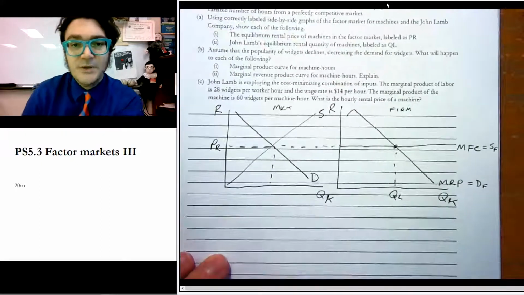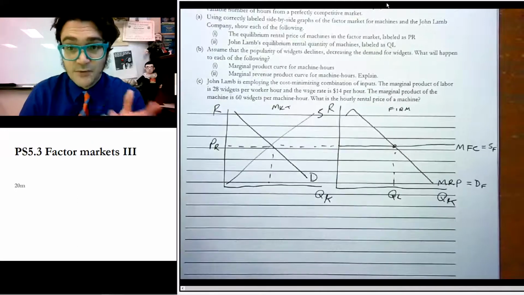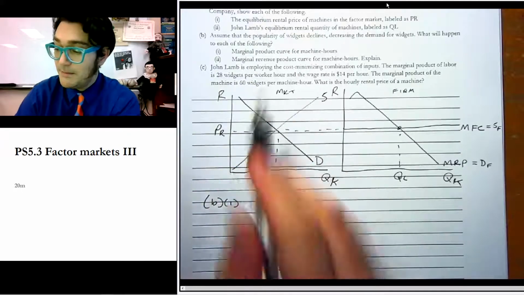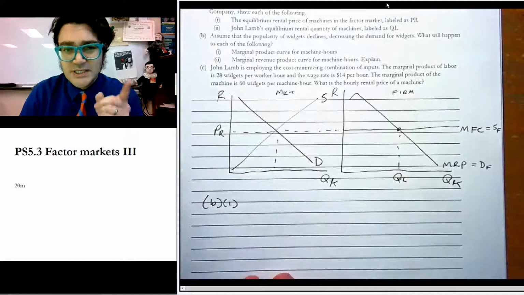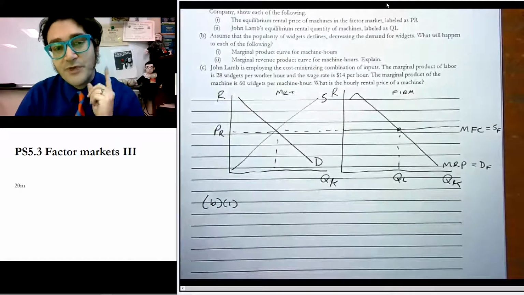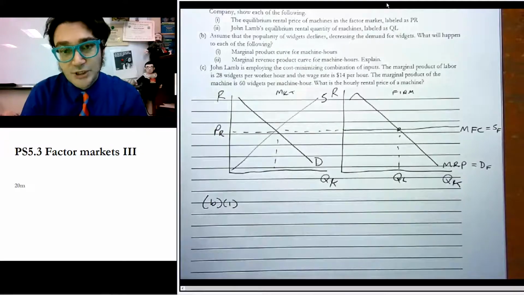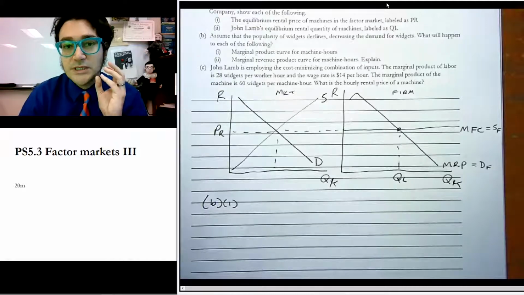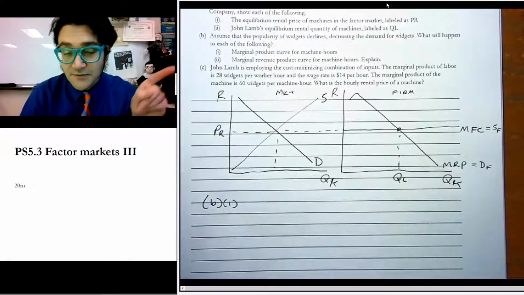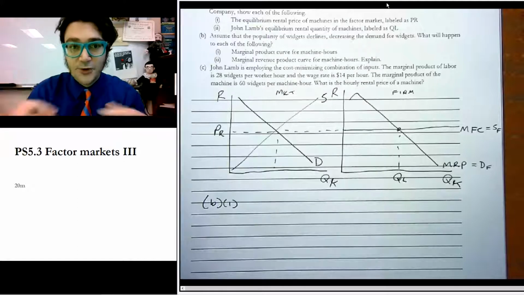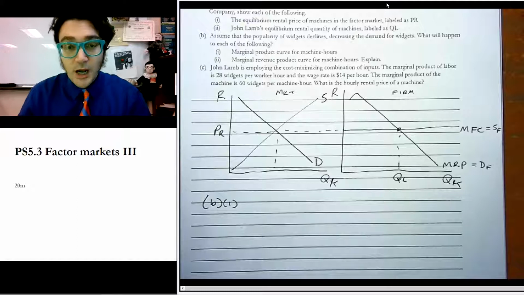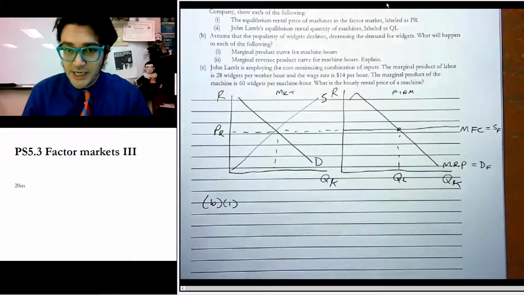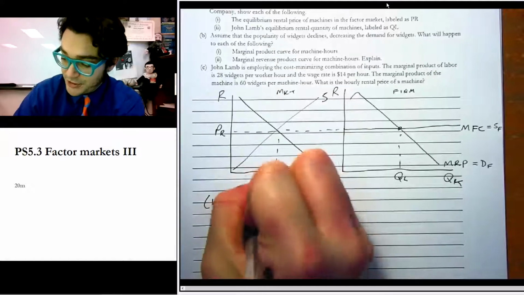Then it says B, assume the popularity of widgets declines, decreasing the demand for widgets. What will happen to each of the following? B1, the marginal product curve for machine hours. Now this one's really tricky, they're throwing you a curveball. The demand for the widgets that the machines make changes, but does the productivity of the machine itself change? That's what the marginal product curve is: how many units the machine can make. The number of units the machine makes doesn't change just because the demand for the product changed. So we would say no change.